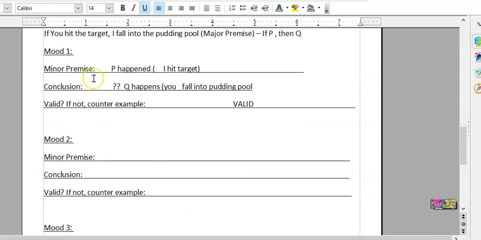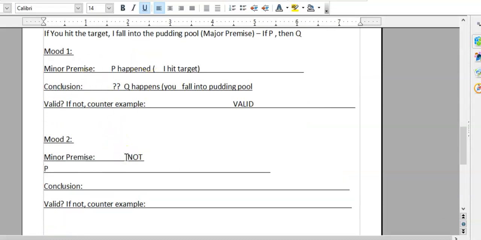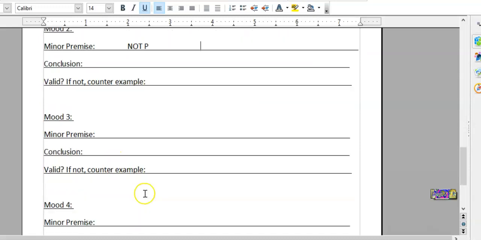Okay, so then mood 2. So we did P happen, mood 2 would be not P, and you would write that out in words. What that means is that you did not hit the target. Mood 3 would be Q happened, and mood 4 would be not Q. But I want you to write it out in words. That would mean not Q means you did not fall in pudding.